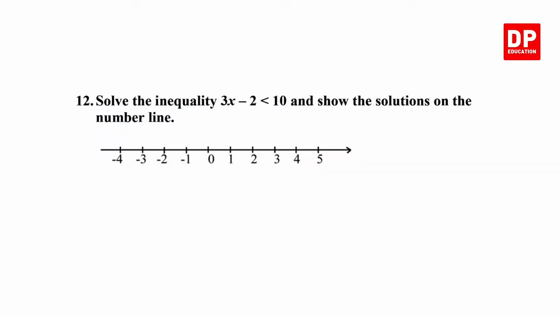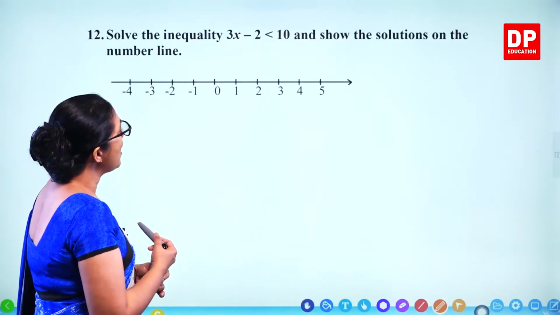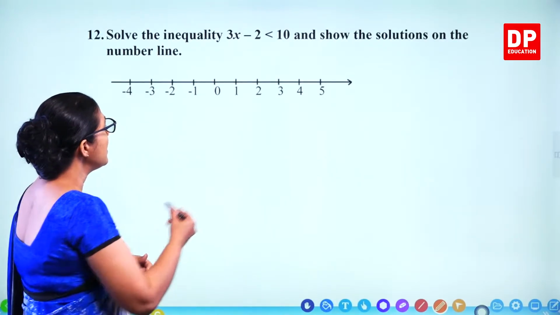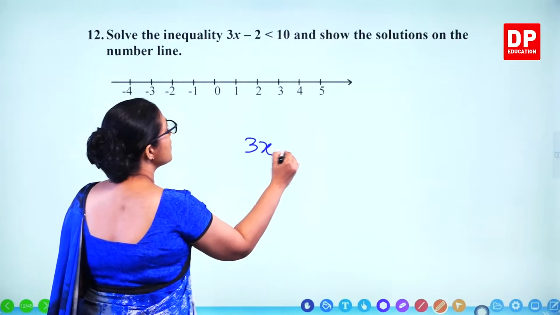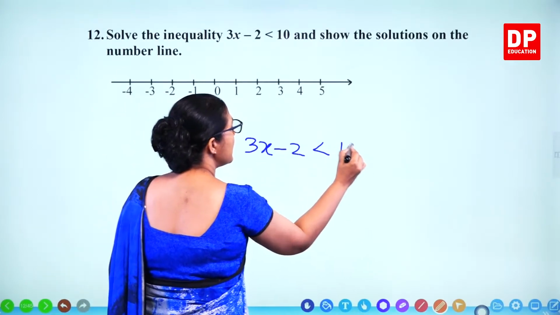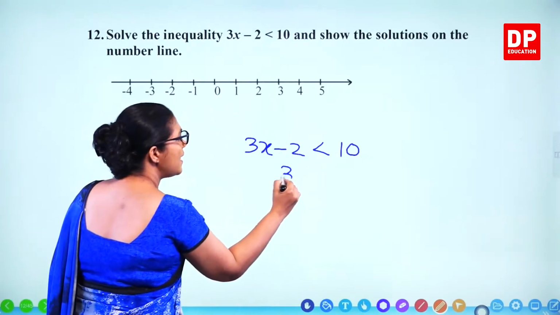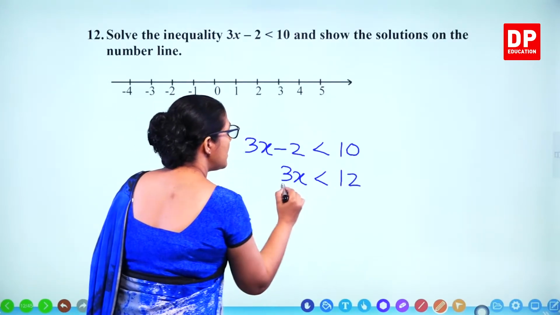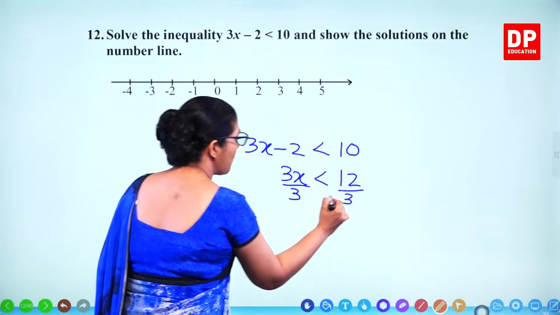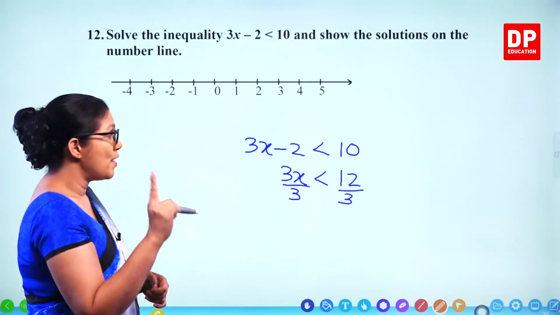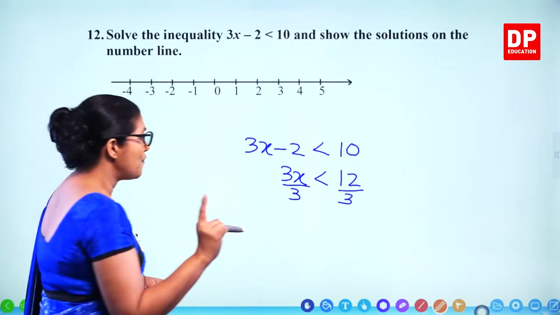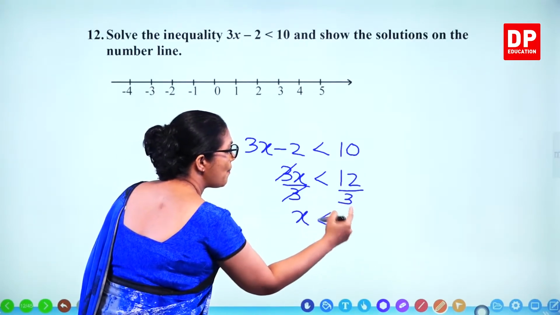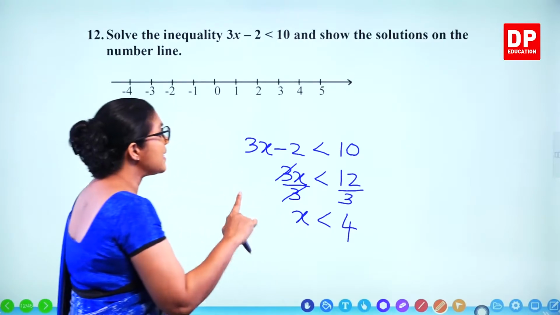Question number 12. Solve the inequality 3x minus 2 less than 10 and show the solutions on the number line. So first you have to solve it. 3x minus 2 is less than 10. Take minus 2 to the other side. You get 3x is less than 10 plus 2, 12. Divide both sides by 3. Nothing happens to the sign when you divide by a positive number. So x is less than 12 divided by 3 is 4. So x less than 4.